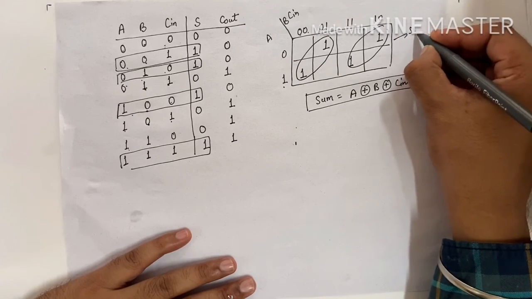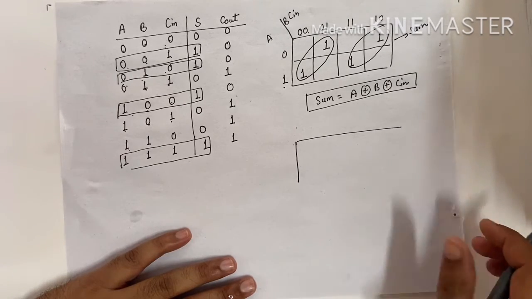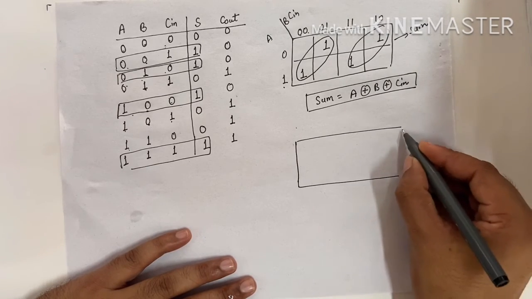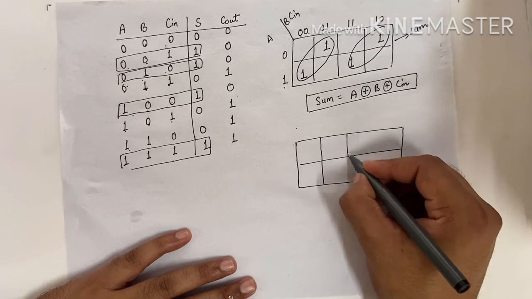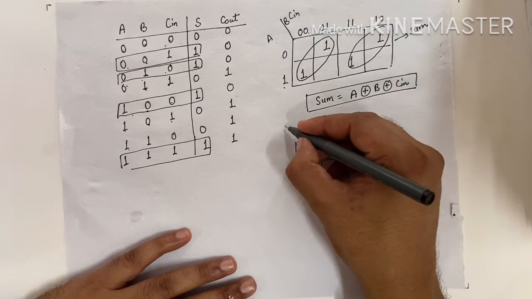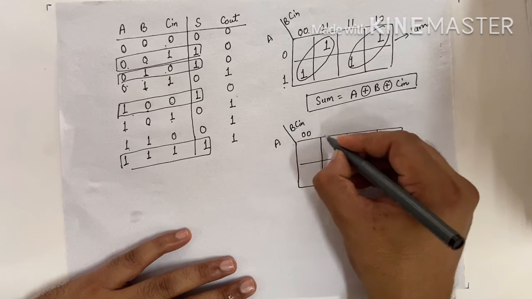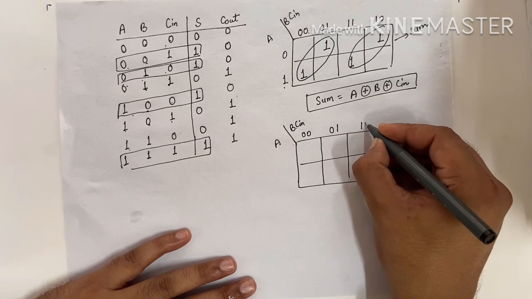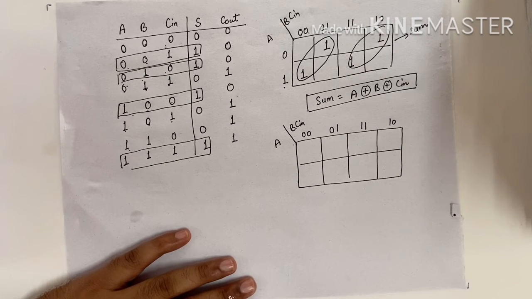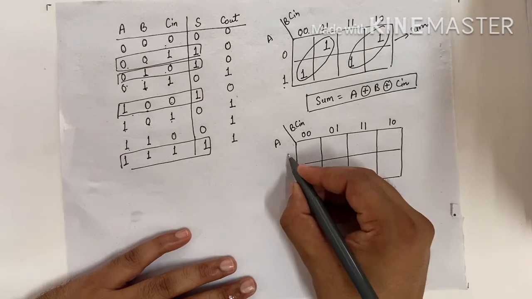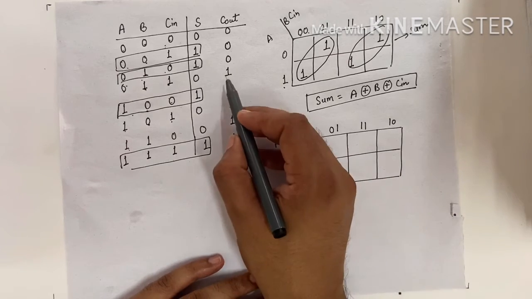This is the sum K map. Now we have to develop the carry K map. We have to write A here, B C input here, 0 0 0 1 1 1 1 0. And again we have to write here 0 and 1. Now we have the carry in this condition.